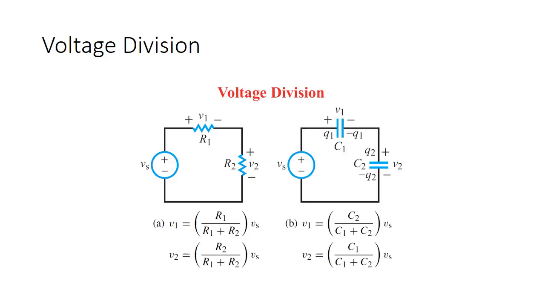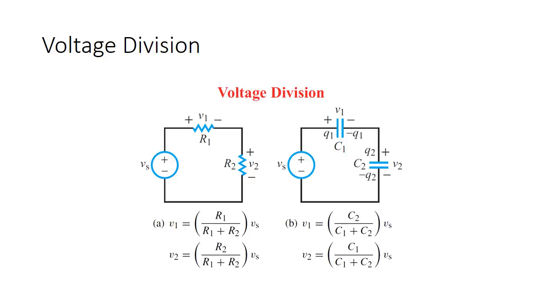So another thing I want to introduce too is also look at voltage division between resistors, voltage division between capacitors, and see how similar it is. So on the left-hand side, we have Vs, which is our voltage source, and we have two resistors, R1 and R2, which are both withdrawing power from the system.